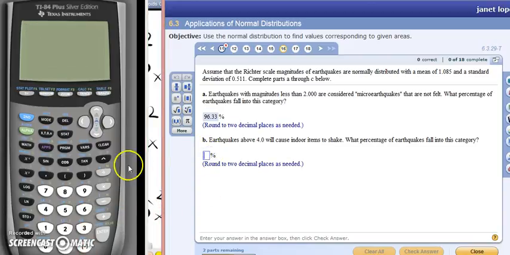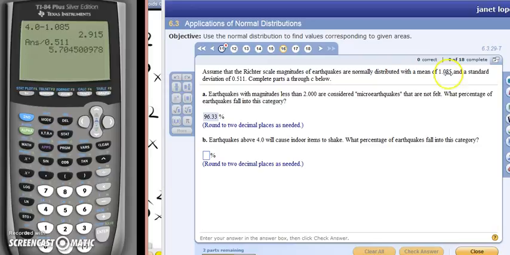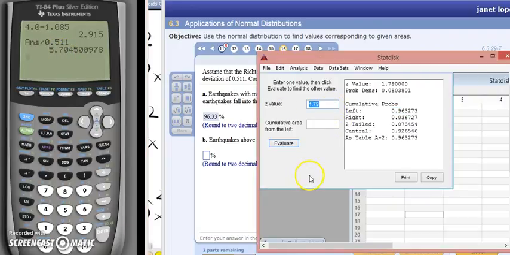So you do the same thing for this one. We're going to look for the z-score, and again the z-score equals the x minus 1.085, which is the mean, divided by the deviation. So this time it's going to be 4.0 minus 1.085 divided by 0.511. And what do we get here? It's 5.0704. And again, I'm just going to go into my StatDisk and put in our new z-score.